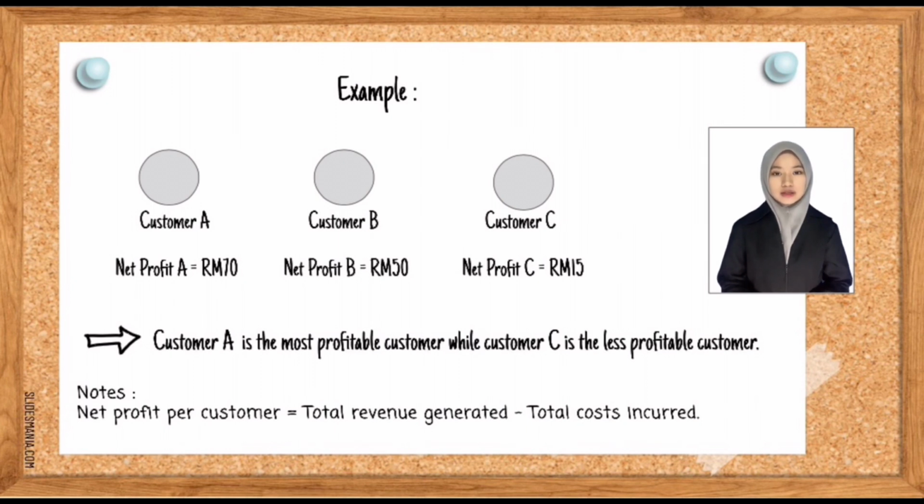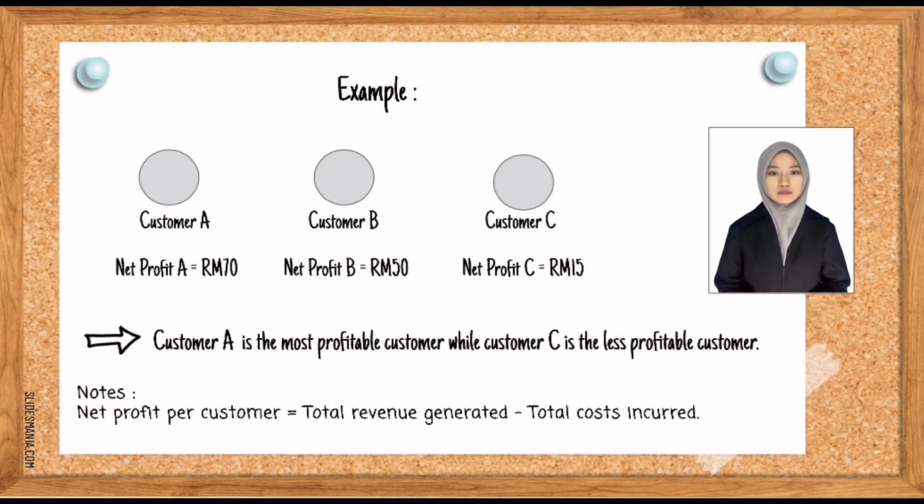Based on the example, A is the most profitable customer since the net profit associated with customer A is the highest, while C is the least profitable customer since it generates the lowest net profit. So now we know who the best customer is and how important they are. From that, we should focus more on customer A by keeping them happy to ensure they will consistently purchase products from us.